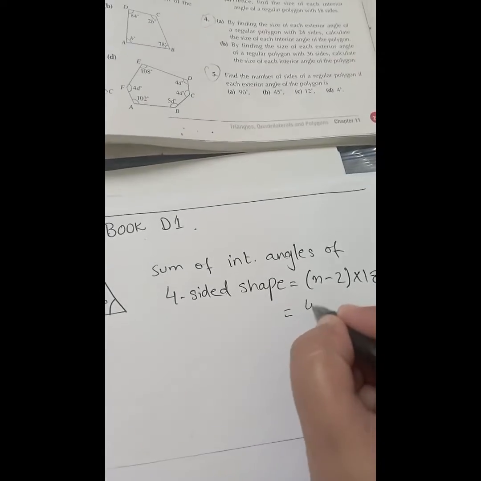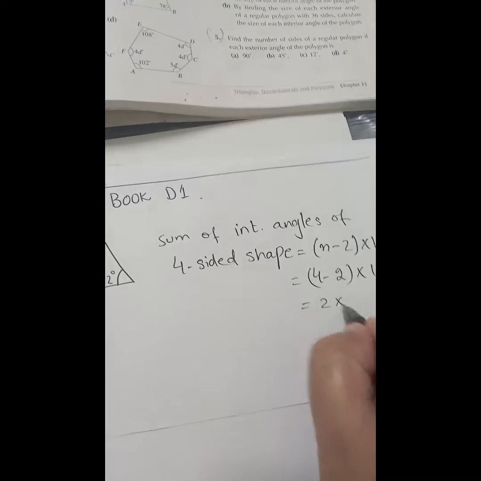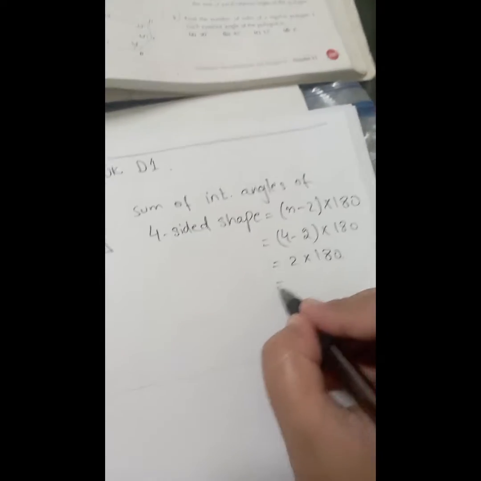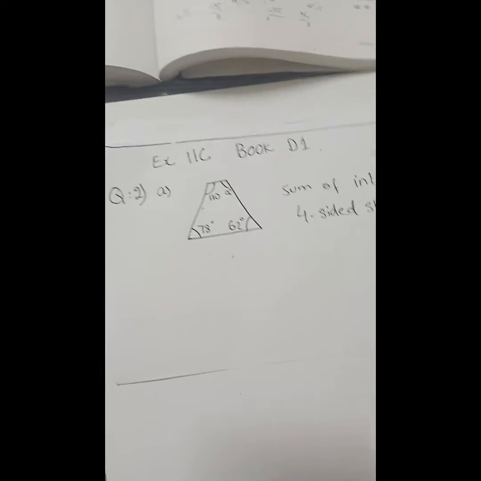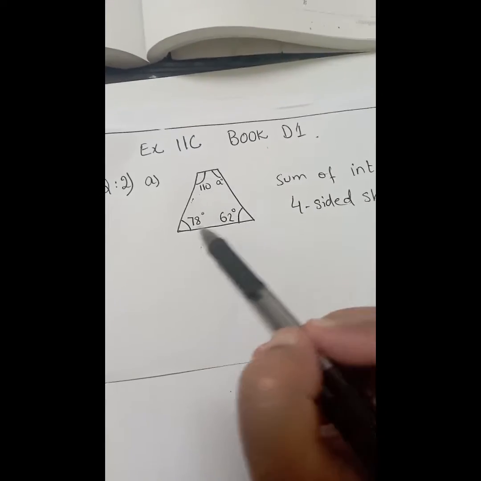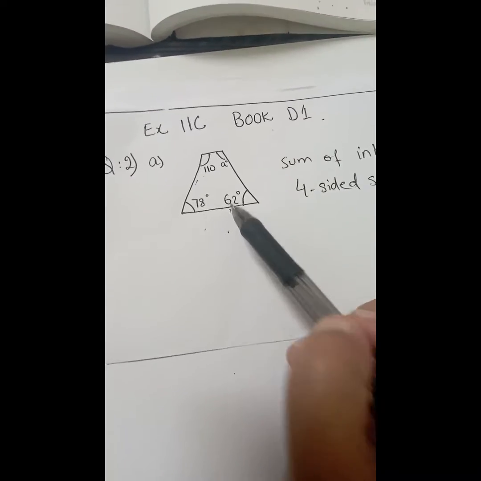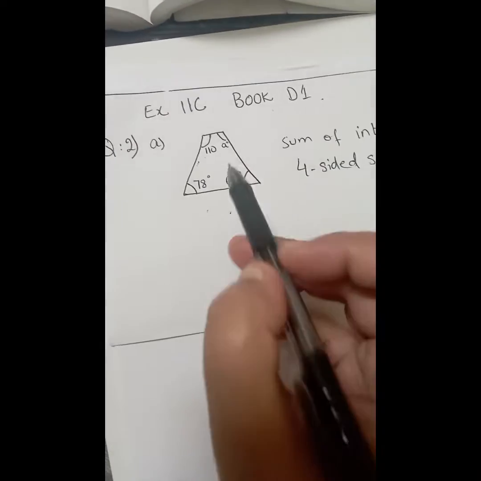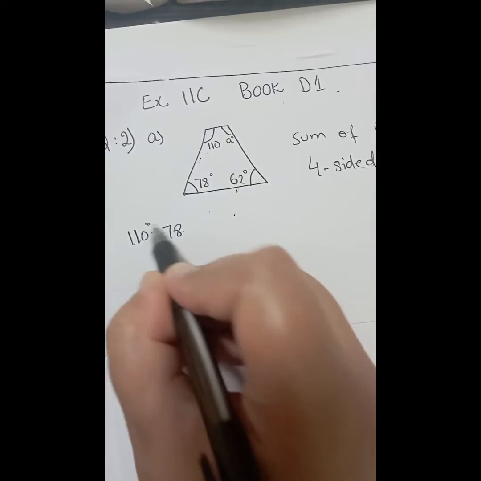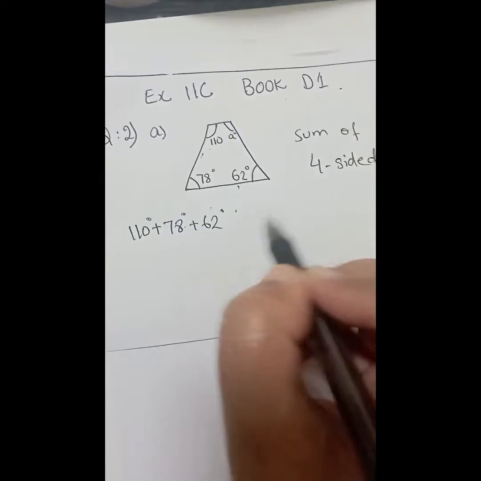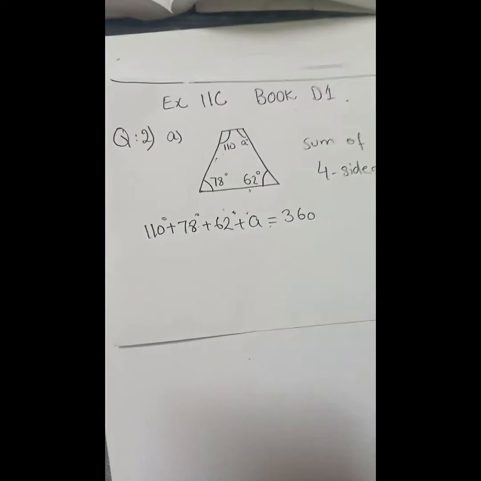So that will be equal to 4 minus 2 times 180, which is 2 times 180, and that is equal to 360. Now, since we know that the sum of all the interior angles of this four-sided shape is 360, let's calculate the unknown angle A by adding 110 plus 78 plus 62 plus angle A, that is equal to 360.